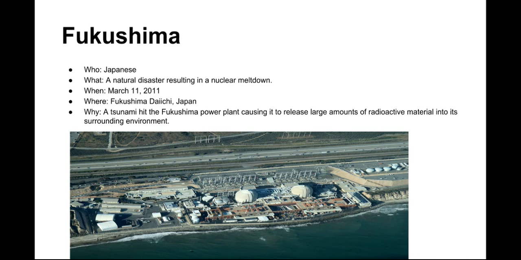Fukushima was a natural disaster. Fukushima was a nuclear meltdown which was caused by a natural disaster in Fukushima Daiichi, Japan, on March 11th, 2011. A tsunami hit the Fukushima power plant, causing it to release large amounts of radioactive material into its surrounding environment, including the ocean.